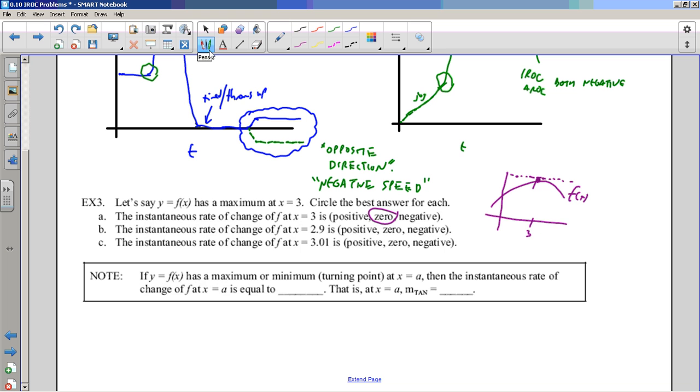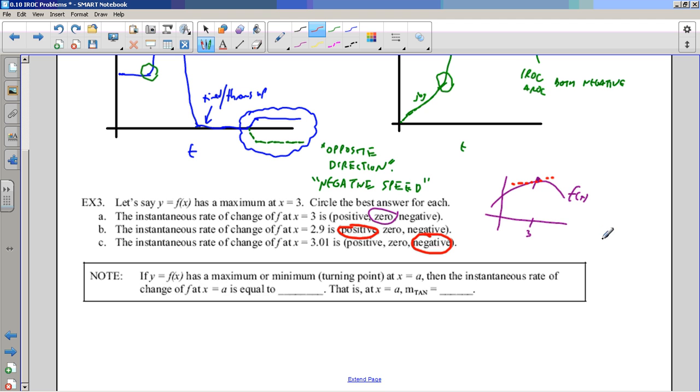Now, if we were going to think about that further, and we are, I also know what the instantaneous rate of change is a little bit to the left and a little bit to the right. So if it's a maximum there, then the instantaneous rate of change at 2.9, really, really close, is going to be close to 0, but still going uphill. It's going to be positive. Similarly, a little bit after, I'm going to have a rate of change that's negative. After the maximum, it's going to be negative.